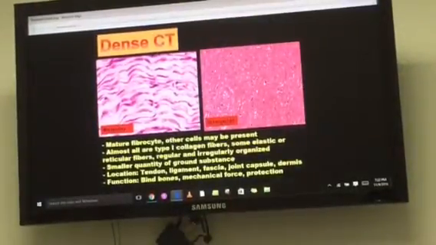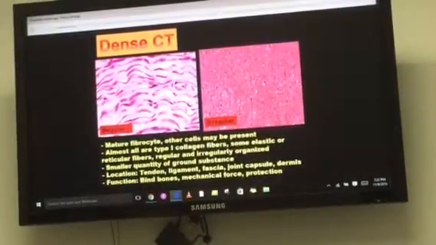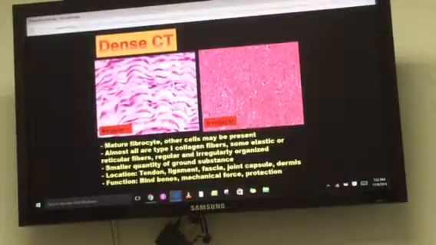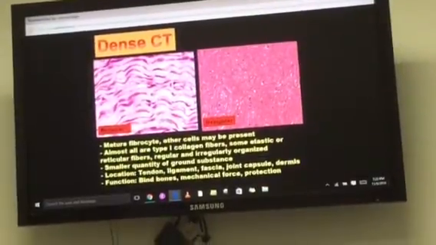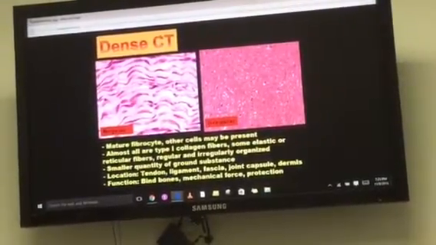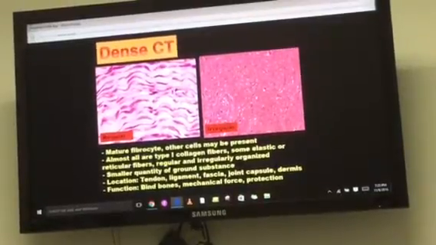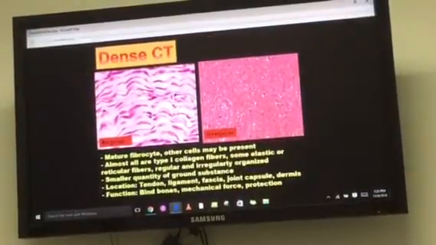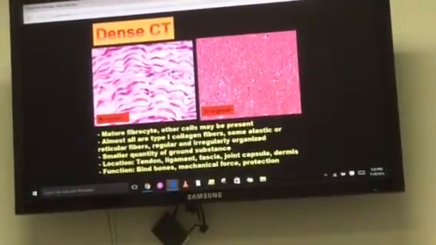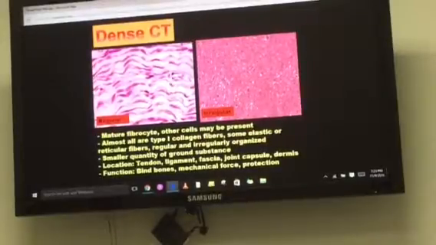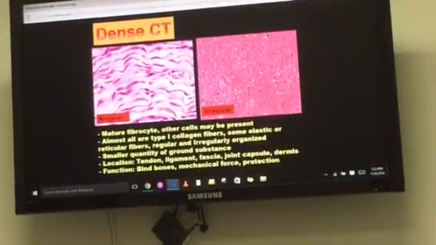And then we have the dense connective tissue. It's either regular or irregular. They're mature fibrocytes. Almost all are type 1 collagen fibers. Some are elastic or reticular fibers. Regular and irregular. Smaller quantity of ground substance. The location is tendon, ligament, fascia, joint capsules, and dermis. The function is to bind bones, resist mechanical forces, and protection.